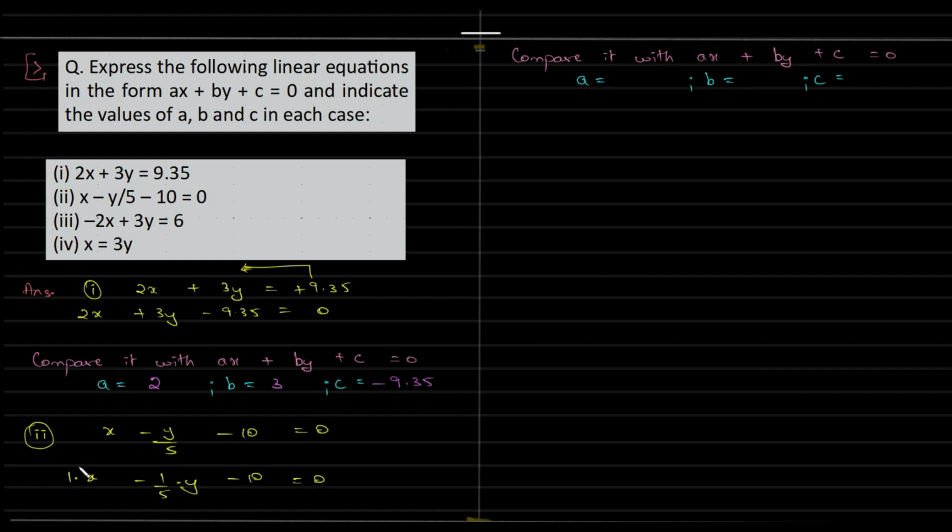So on comparing, what do we end up with? A is 1, B is minus 1 by 5 and C is minus 10. The minus part is very important. Now the next question.